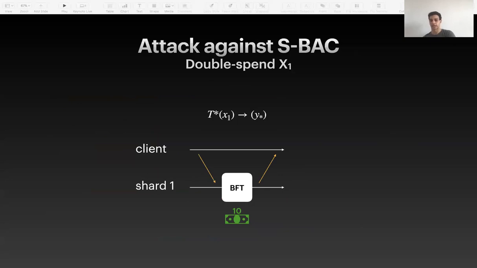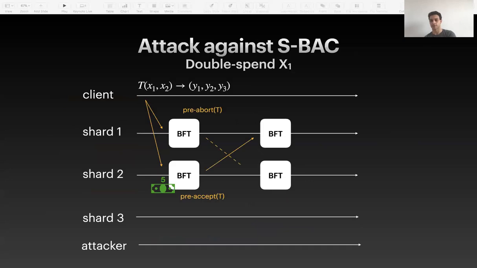The next step of the attack is that the client submits a transaction T star, which moves the coins x1 to another of its own accounts. So it consumes x1 and creates y star instead. It doesn't matter in which shard it lives. Now, the final step of the attack, the client resubmits transaction T again. This time, shard 1 will send pre-abort because x1 has just been consumed by T star. And shard 2 would send pre-accept and lock the object x2 because x2 still exists.